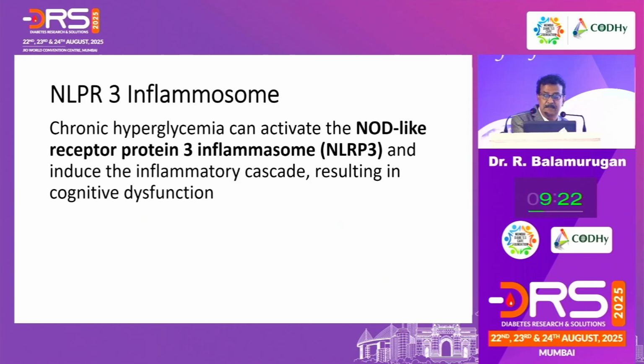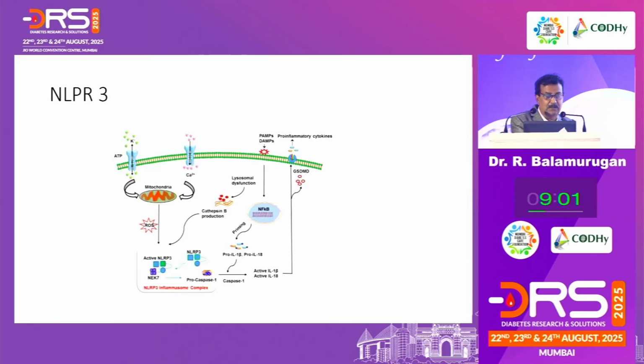Chronic hyperglycemia can activate the NOD-like receptor protein 3 inflammasome and induce the inflammatory cascade, resulting in cognitive dysfunction. Dear colleagues, kindly bear with me, because this is a new topic on which a lot of research is ongoing and we are still trying to learn, and I learned a lot when I started preparing for this topic. So there is a lot of newer terminology and a lot of pathophysiology.